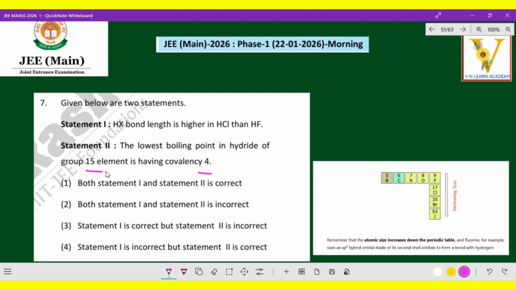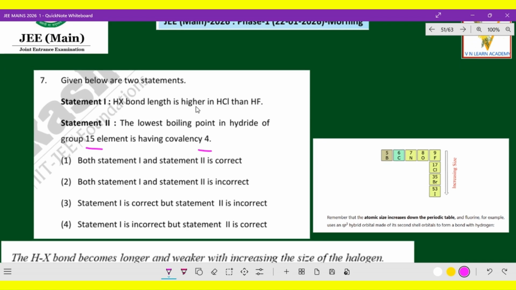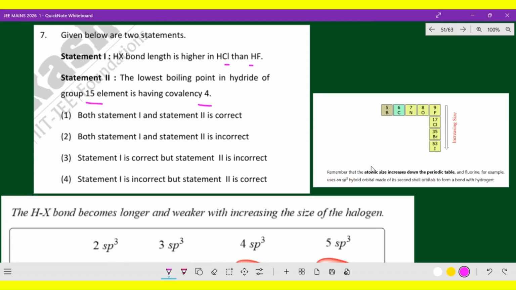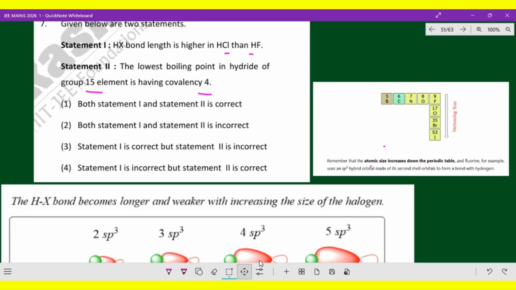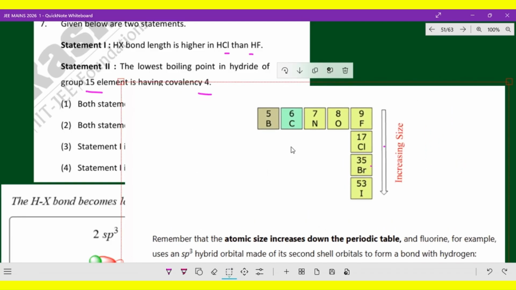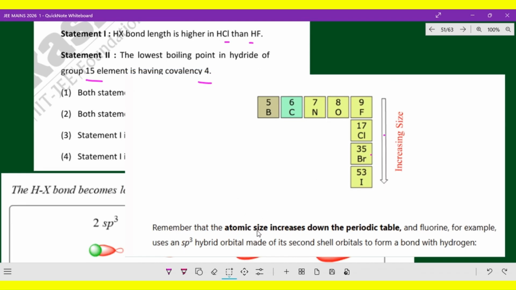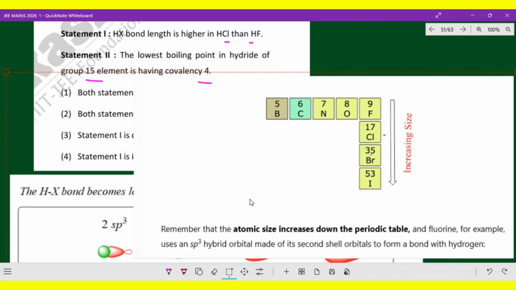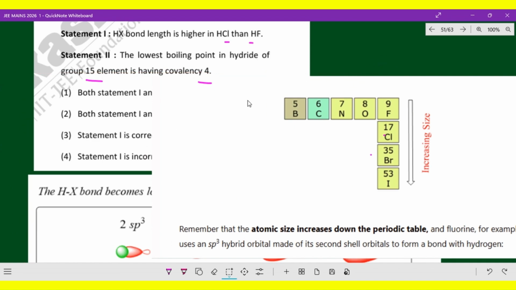I just want to bring that idea for you to remember. As mentioned in the first point, bond length is higher in HCl than HF. When we talk about the group, atomic size increases from top to bottom: 9, 17, 35, iodine 53. As we go down the group, atomic size increases, so naturally bond length will also increase. Atomic size increases down the periodic table, so bond length also increases. Speaking in that way, here is another point I want you to remember.